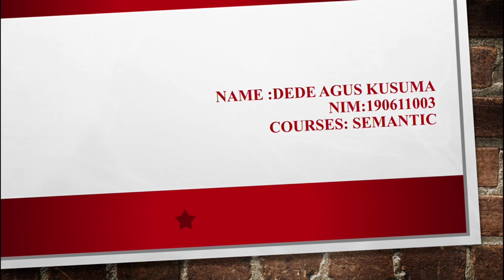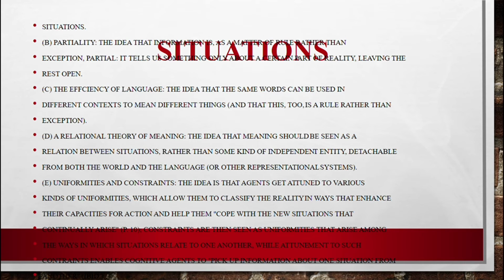I will show you about situation semantics. Okay. Situation semantics is partly the idea that information is a matter of rule rather than expression. Partial means it tells you something only about certain parts of reality, leaving the rest open.